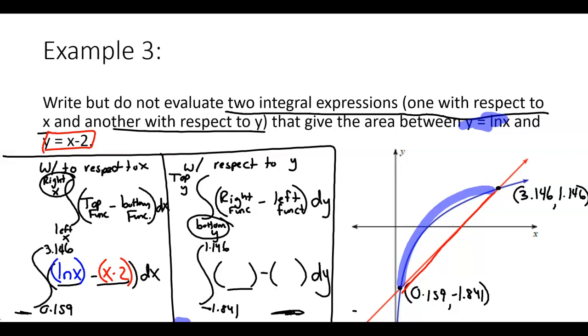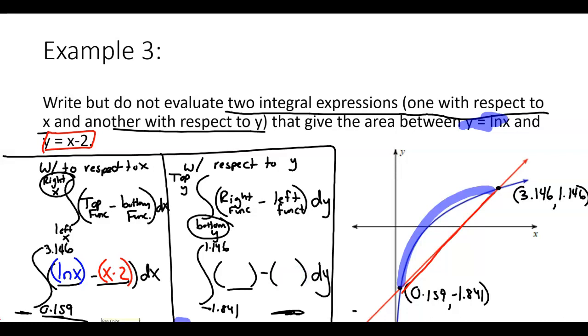Which line's on the right side? The red one or the blue one? The red one. Now, you might be tempted to do this. But don't write this. That is the one that's on the right, and this is the one that's on the left. But can someone tell me why that's not correct right now? It's got x's. I need these to be y functions, not x functions. Right? So I need to fix that.